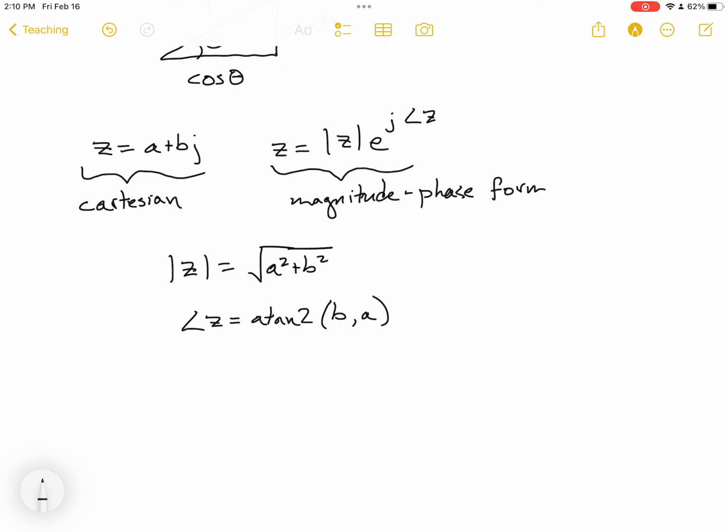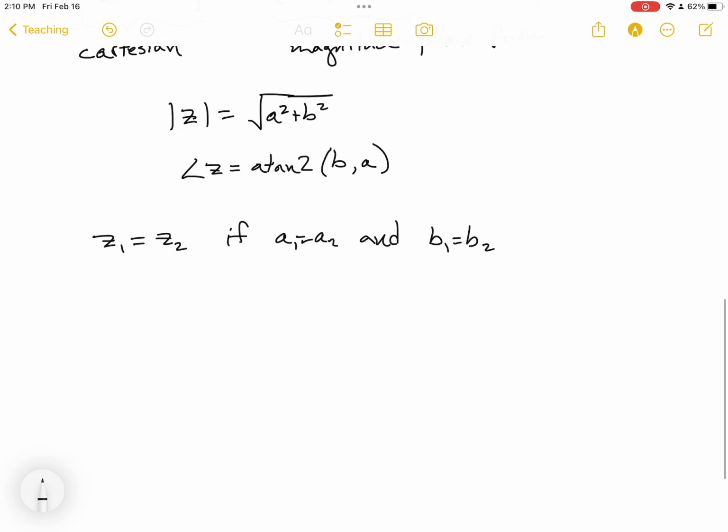So z1 is equal to z2 if a1 equals a2 and b1 equals b2. So if they have the same imaginary and real components, they're equal. Complex numbers will have a complex conjugate.